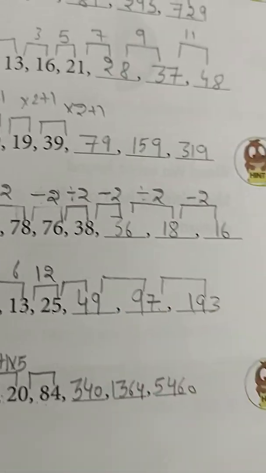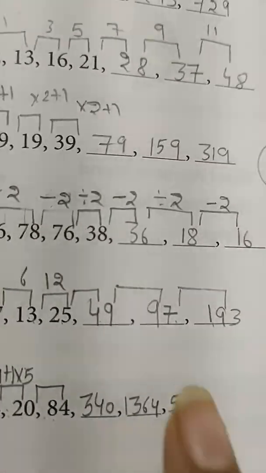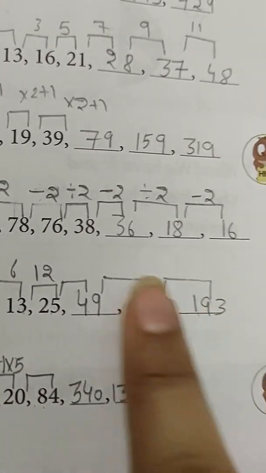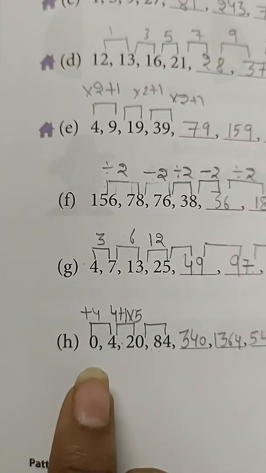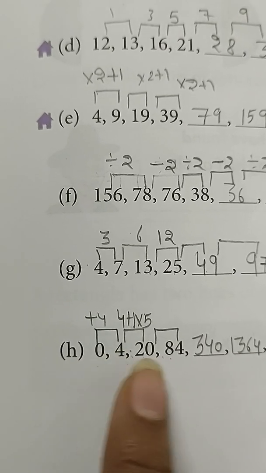49 plus 48 is 97. Now you multiply 48 by 2 and then add it to this number, and you will get 193. This is your answer. Now let us come to the next part: 0, 4, 20.